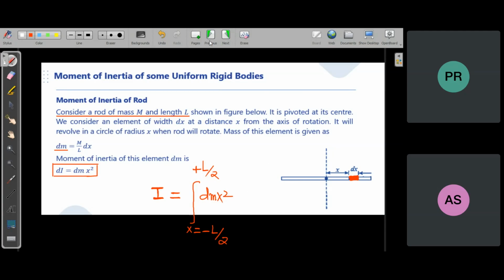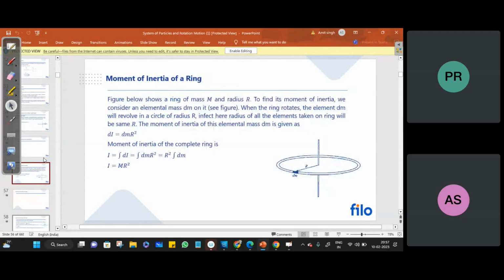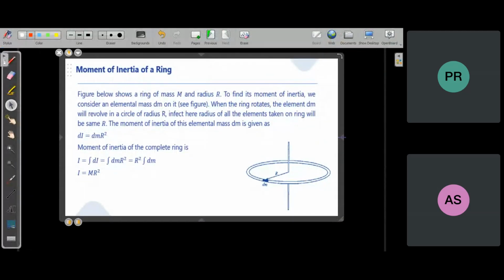Integration means, more than the mathematics, you have to understand what is going on. It is simply addition of all dm r square, dm x square. Addition. Summation, integration, same thing. But yes, you have to do integration. But that integration is nothing but summation only.